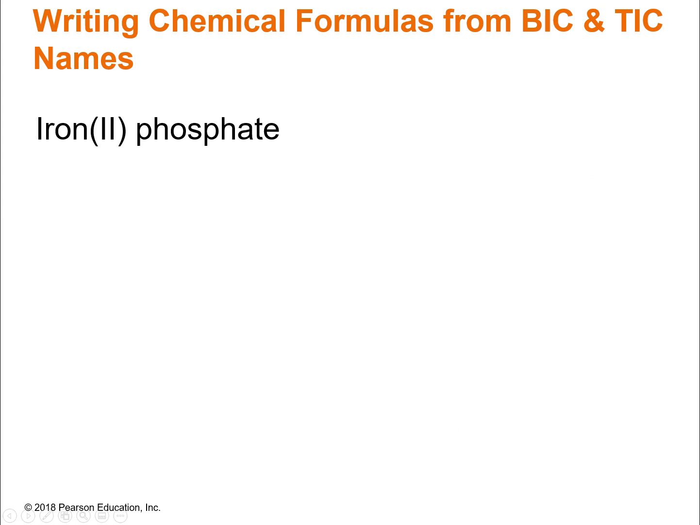I want you guys to try this one. You've got iron 2 phosphate. And I will tell you, if you don't have the chart, what phosphate is. That's PO4 3 minus. That's what that ion is, the phosphate ion. With that information, I'll give you a couple of minutes to try to write out the chemical formula. So in 2 minutes, I'll hop back on and tell you what it is and check in with you to see if you got it.